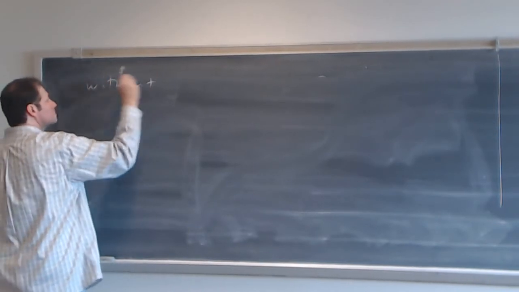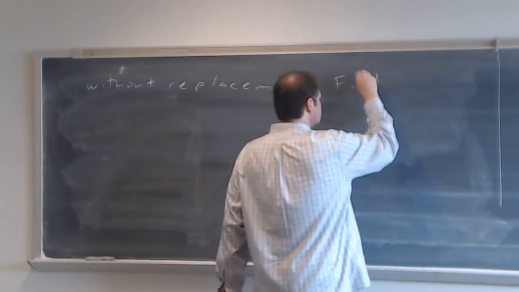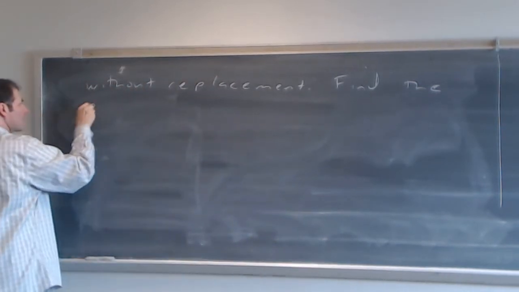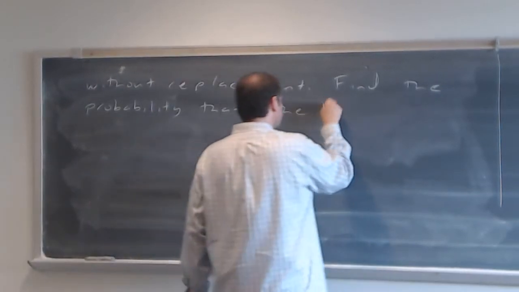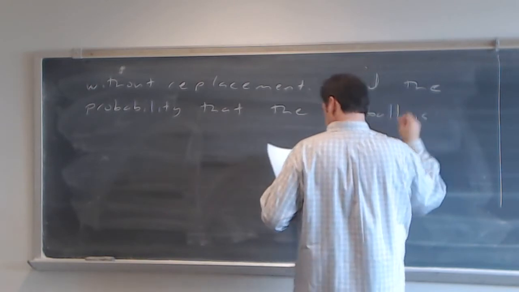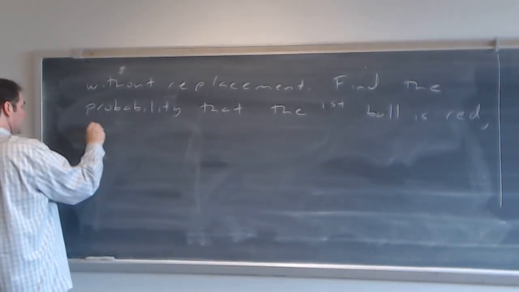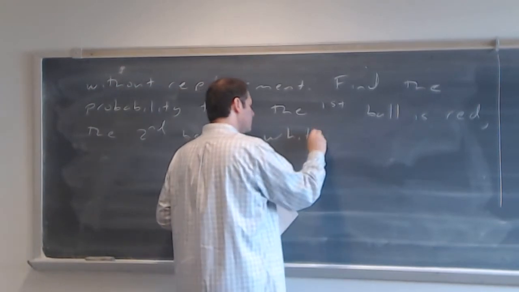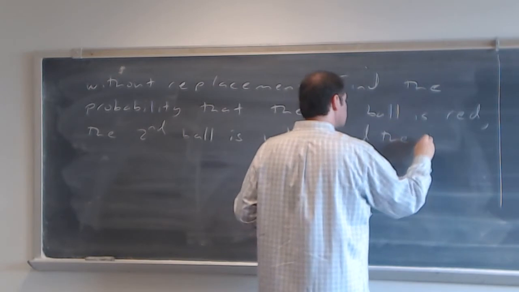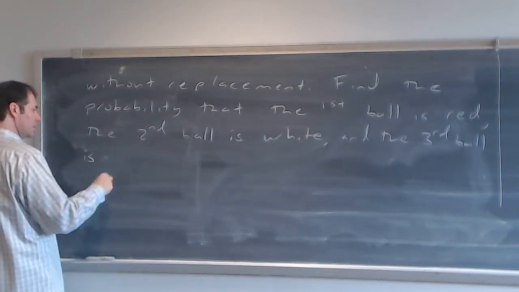And then we'll let that be done without replacement. And the question is, find the probability that the first ball is red, the second ball is white, and the third ball is white.